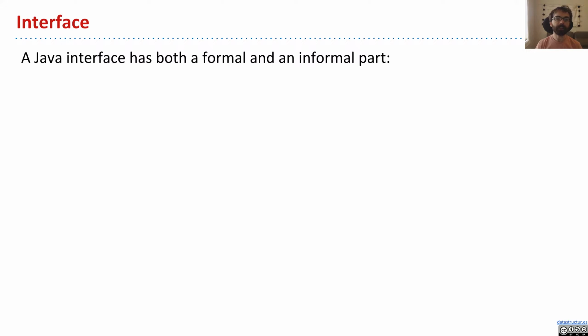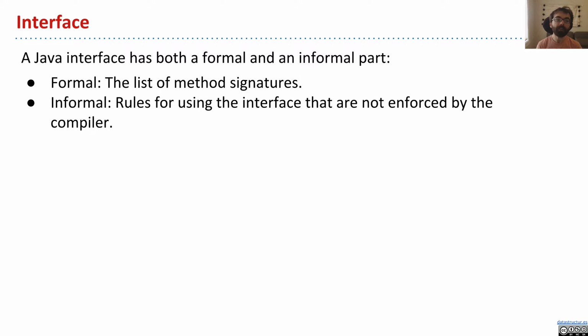So in terms of an interface, I think it's important to note that a Java interface has both a formal and an informal part. The formal part is the list of method signatures. That's stuff the compiler checks. But there's also a set of informal aspects to the interface, and these are rules for using the interface that the compiler has nothing to do with.